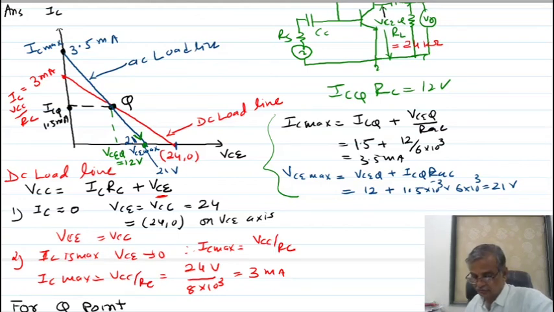I think you understand this. So first I calculate the DC load line, then I find the operating point, then I find the AC load line. Now onward in the lecture I am discussing thermal stability. It is very important.